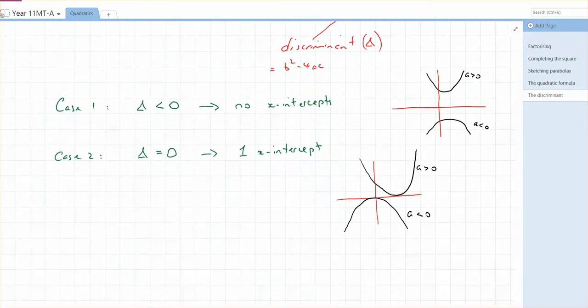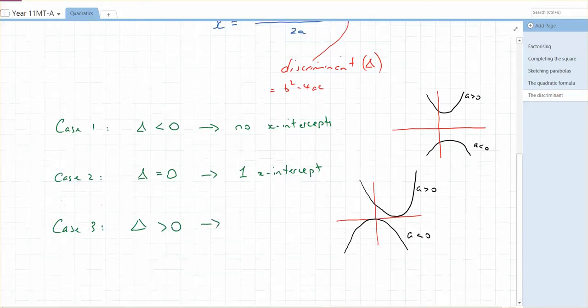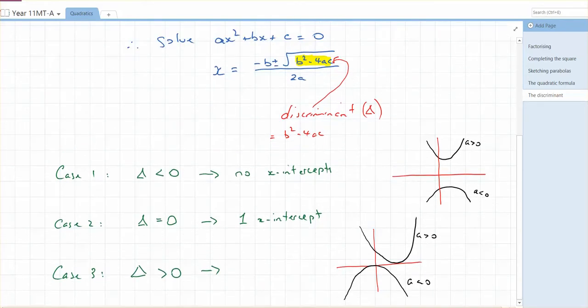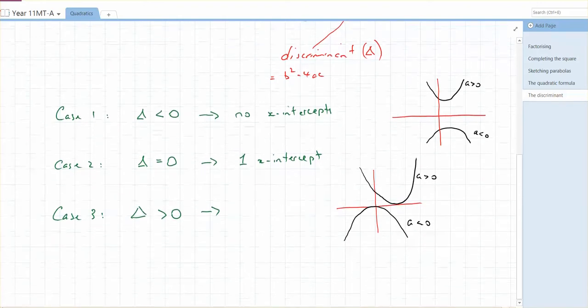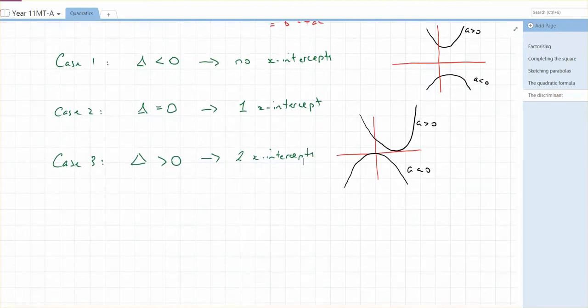And I guess the most common example, and certainly of the ones that we look at, case 3: the discriminant is greater than 0. Now that is going to give us a value here that allows us to get a plus minus, two different values when we take into account this plus minus. So we will get two solutions. We'll get two x-intercepts. And I guess this is the type of parabola we're most familiar with.